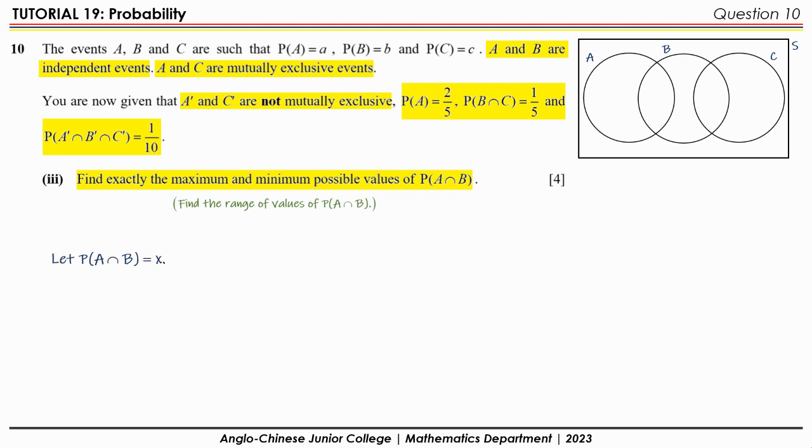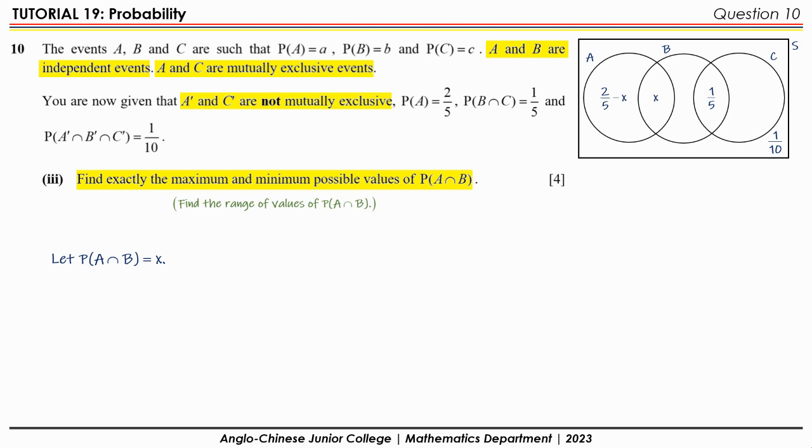Firstly, we will let x denote the unknown probability of A intersects B, which we are trying to find. Then, we will label every space in the Venn diagram with probabilities based on the information we are given, and some of these probabilities will be in terms of x. This is A intersects B with probability x. Since A has probability 2/5, this event, which is A intersects B prime, has probability 2/5 minus x. This is B intersects C with probability 1/5. This is A prime intersect B prime intersect C prime, which is the space outside all three circles. This has probability 1/10.